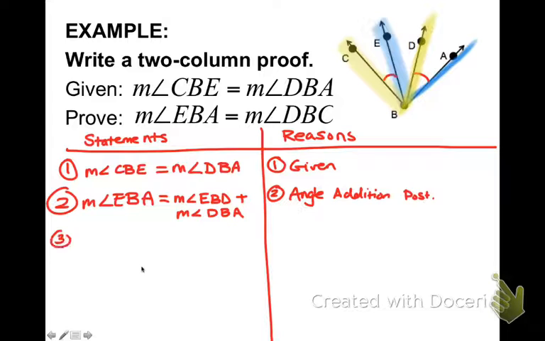So line 3. The measure of angle DBC would be equal to what two angles added together? I went EBD first, plus CBE. So CBE. And just use ditto marks, unless you want to rewrite angle addition postulate again. That's up to you.